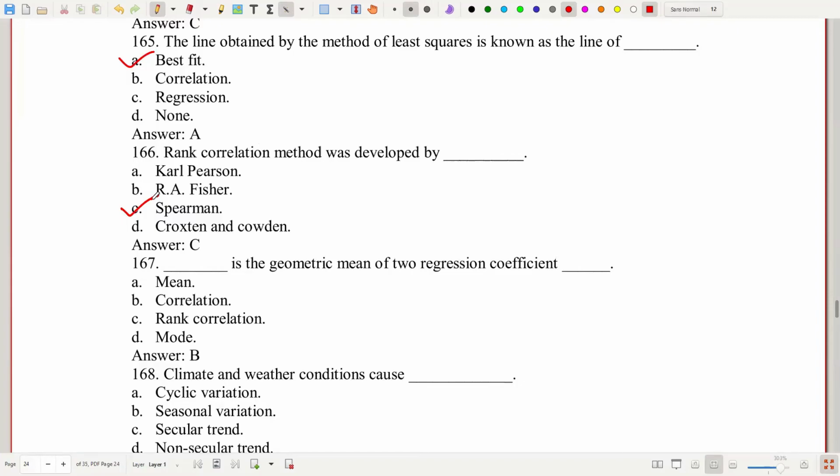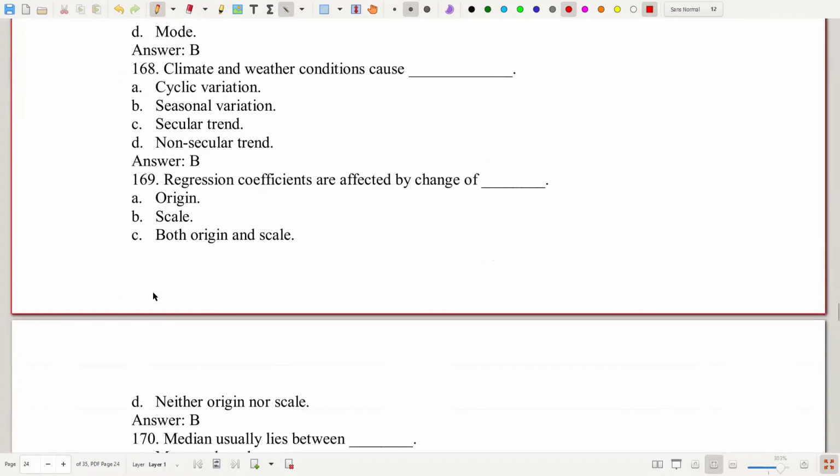Dash is the geometric mean of two regression coefficient, and answer is the correlation is the geometric mean of two regression coefficient. Climate and weather conditions cause the seasonal variation. Regression coefficients are affected by change of scale.